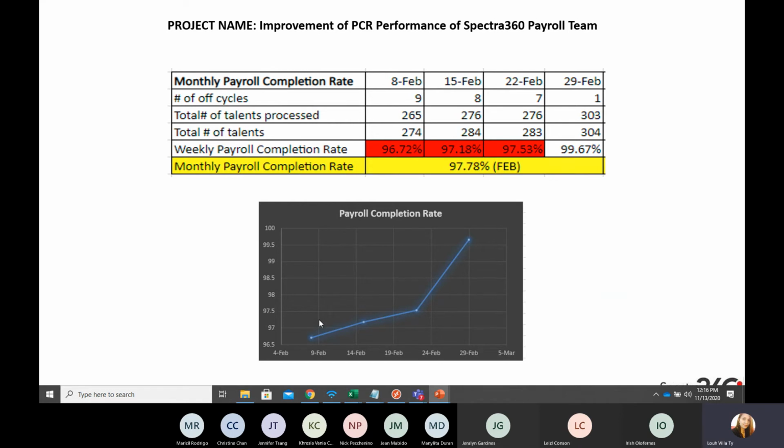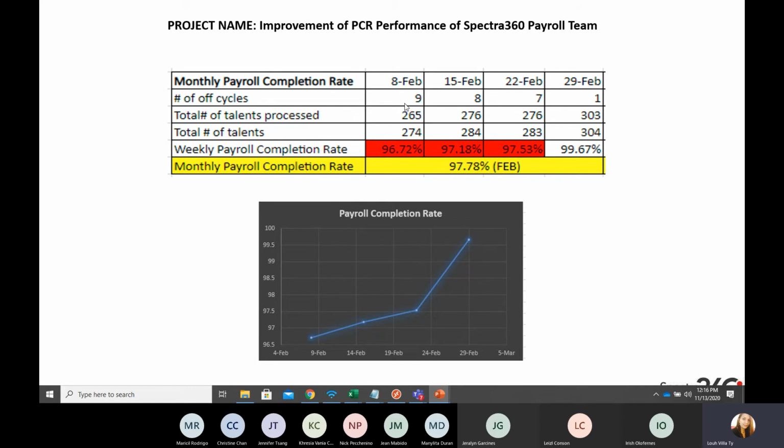This is my measure phase for my project. In my measure phase, I listed down the actual performance of the payroll team from February 8 up to February 29. If you can see here, we had 9 off cycles for the week ending February 8. By the way, the numbers here I already trimmed down. These off cycles are really the actual off cycles, wherein the reasons were like the client did not approve the hours, or no response from the client. So these are the actual ones.